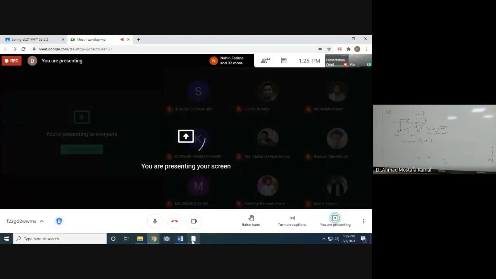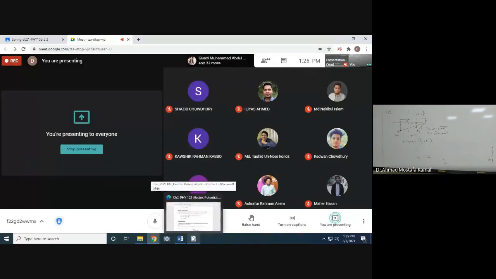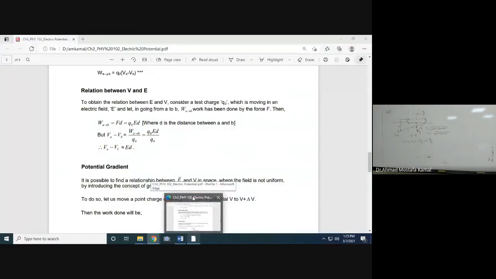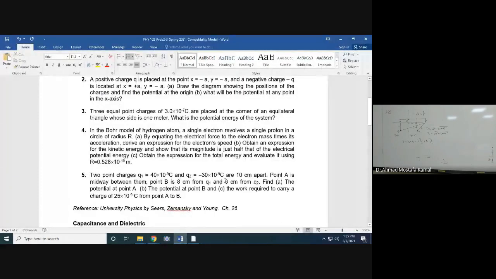This is a special type of problem, because it connects electricity, then mechanics, and also atomic physics. So I'm reading this problem and you have to find it out. In the Bohr model of atom, you have to write it down and tell me the result. In the Bohr model of hydrogen atom, a single electron revolves around a single proton in a circle of radius r.